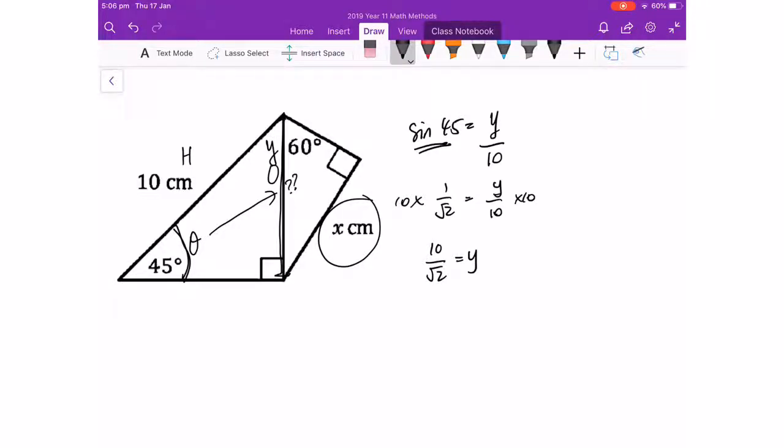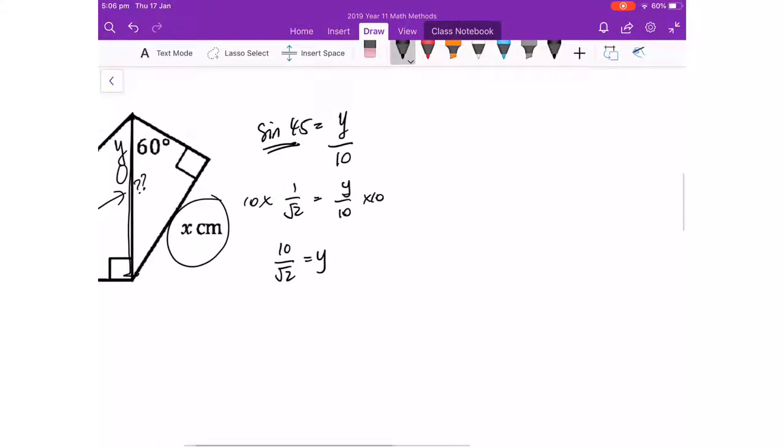I'm not going to rationalize the denominator yet because I'm not quite at the end of my question. At the end I will. But for now, I'm just going to leave it. And so I'm going to apply it to my next triangle, the second triangle here. So I now know that y is 10 over root 2. So let's now start it off.